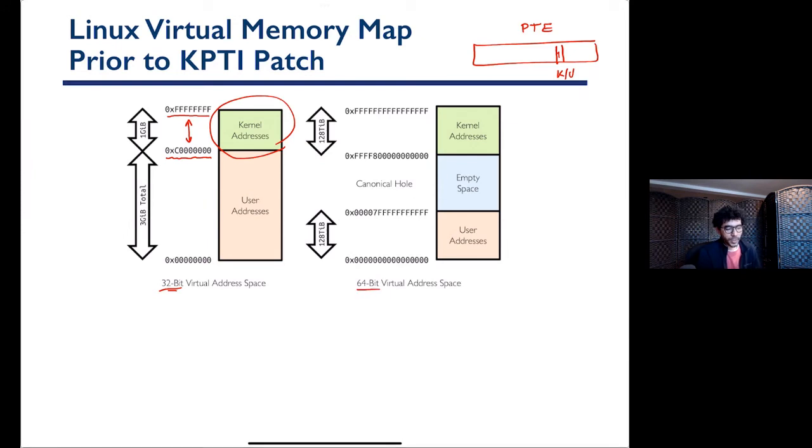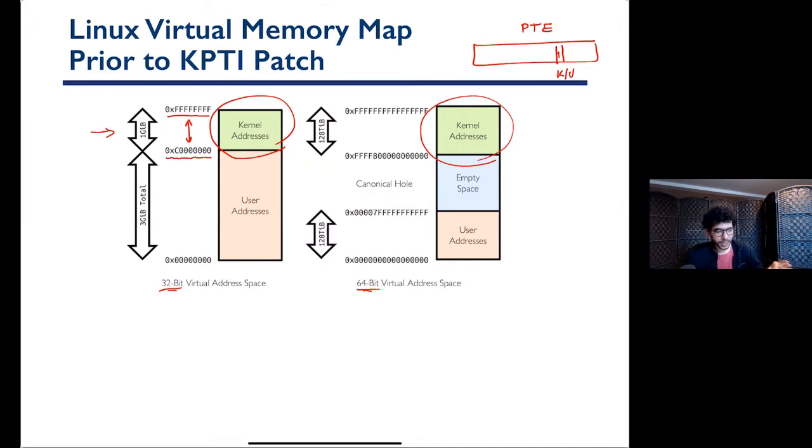Now, in a 64-bit system, this has increased to 128 terabyte. In a 32-bit system, 1 gigabyte of virtual address space is reserved for the kernel, and 3 gigabyte is what the user program can use.